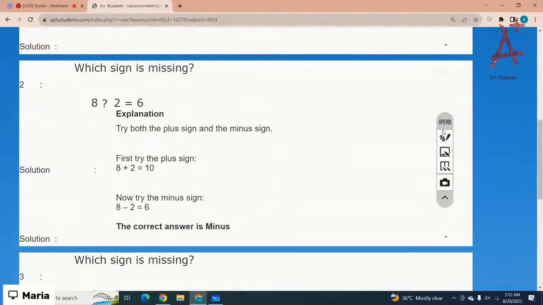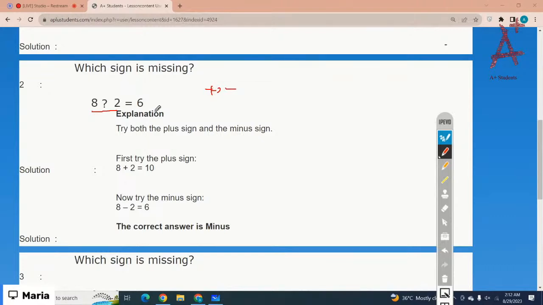Okay, which sign is missing? 8, you have to put either addition plus here or minus here, right? So 8 plus 2 makes 6 or 8 minus 2 makes 6. Which is the correct option? First you have to try plus. So 8 plus 2 equals 10, right? That isn't the correct option because you have to find the one that makes 6. So now you can subtract: 8 minus 2 makes 6. So the correct option is minus. Okay, let's just start with the practice questions.